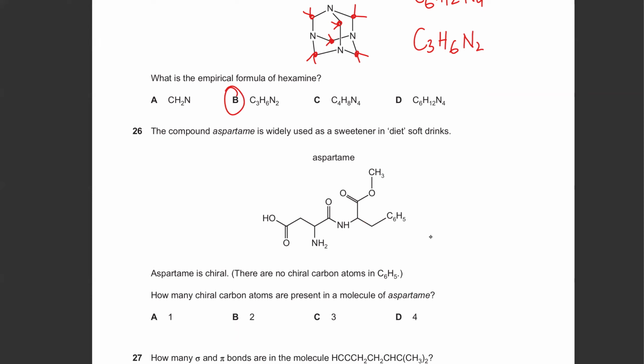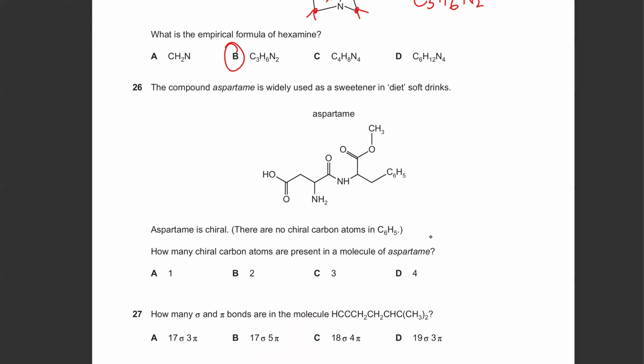As for the next one, you've got this compound. It says that aspartame is chiral. How many chiral carbons are present in this molecule? So how many chiral carbons do you have?